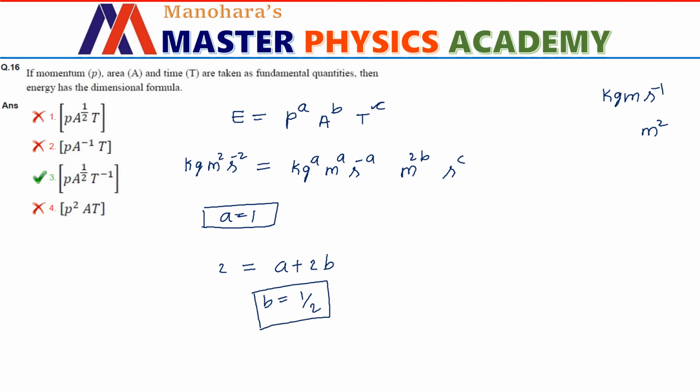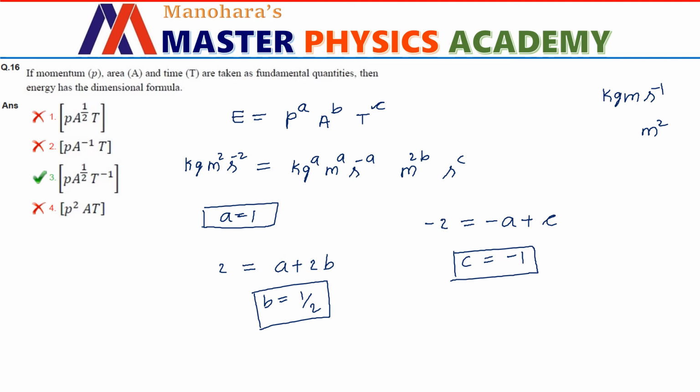Then let's go to powers of second, which is minus 2 in the LHS, and which is going to be minus a plus c in the RHS. So a is 1, so minus 1 here. So c is going to be minus 1. Upon simplification, we'll be getting c value as minus 1.